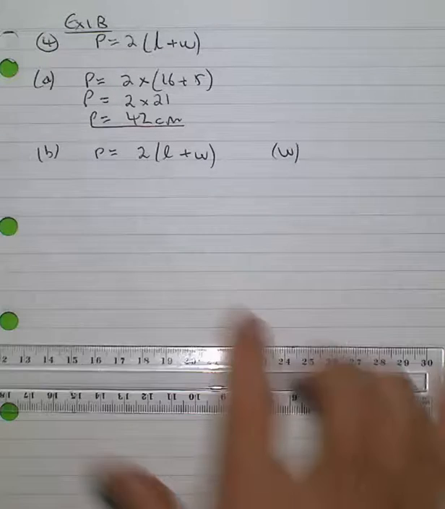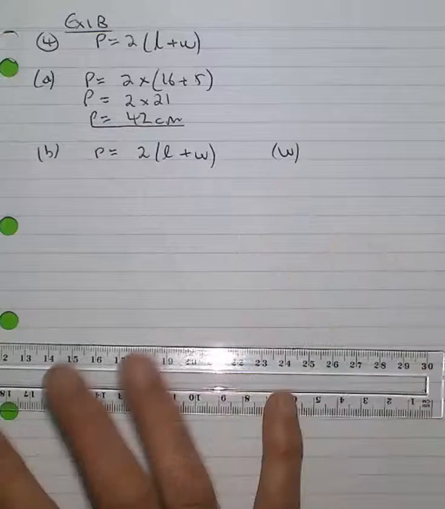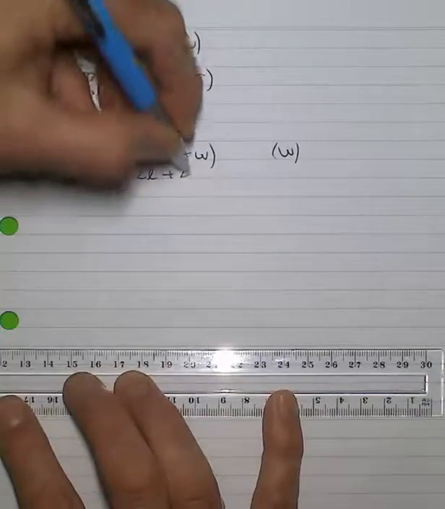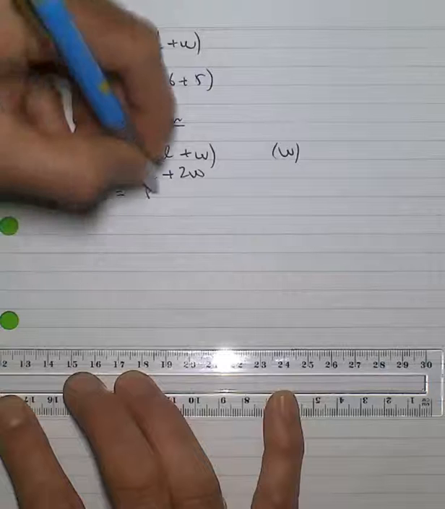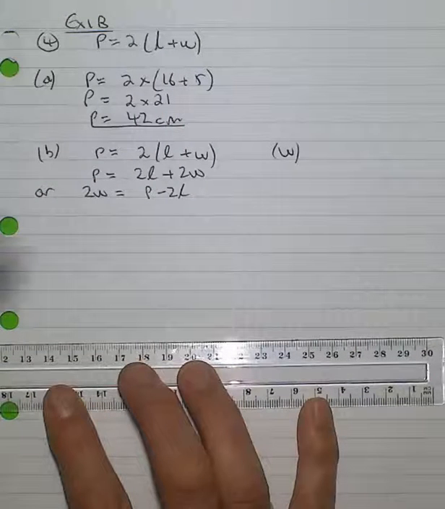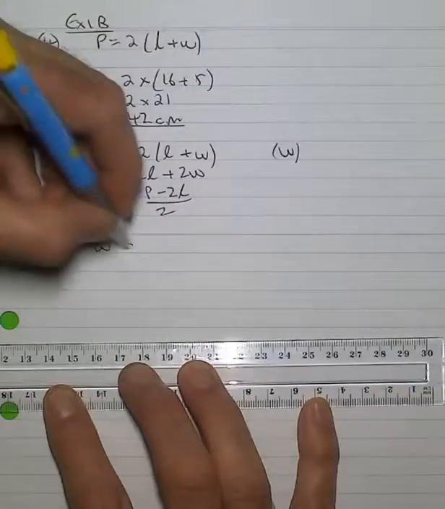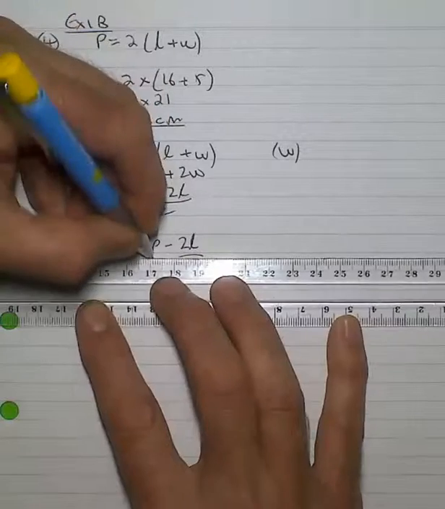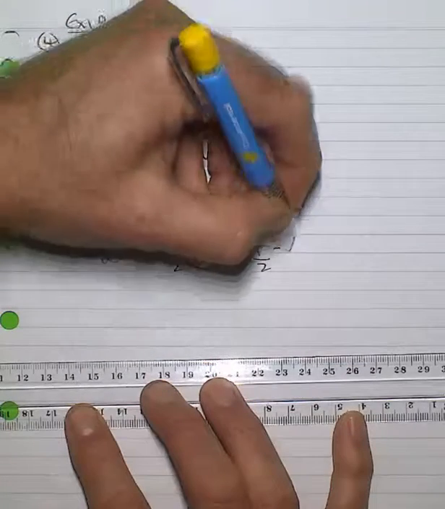In part B, you're asked to transpose in order to find an expression for W. Now, when I do this, I have to expand out the right-hand side. So 2W is P take 2L, dividing both sides by 2, I end up with W is P minus 2L over 2, which can also be written as P over 2 minus L.